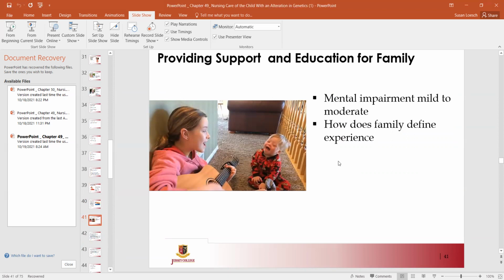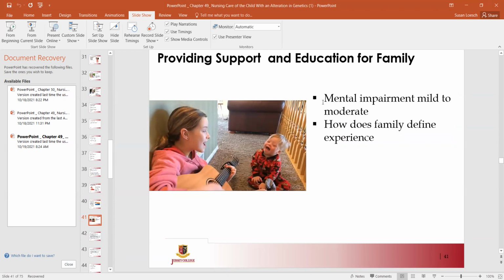We're going to provide support and education for the family. Developmental delays here could be mild to moderate. And how does the family define their experience? So that's what you want to ask about, see how it's going for them and what kind of things they need.